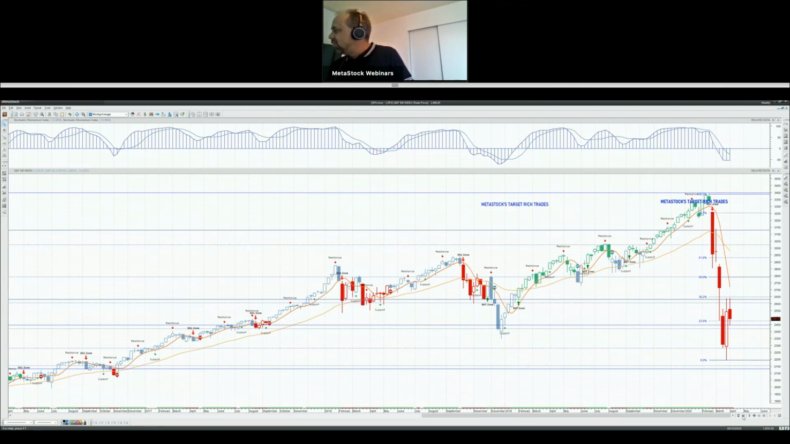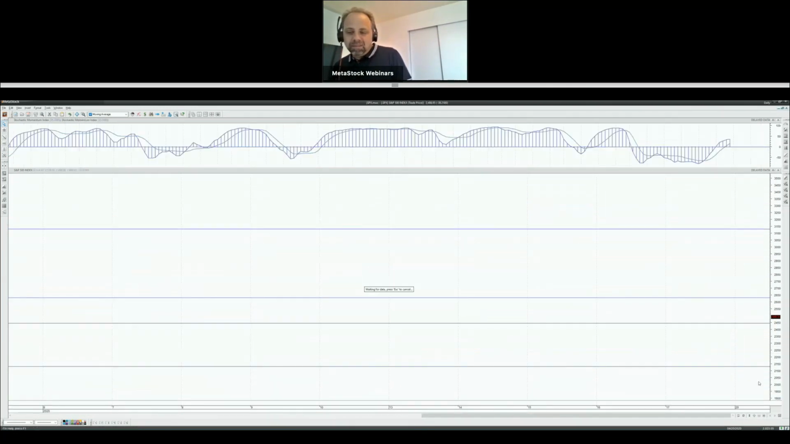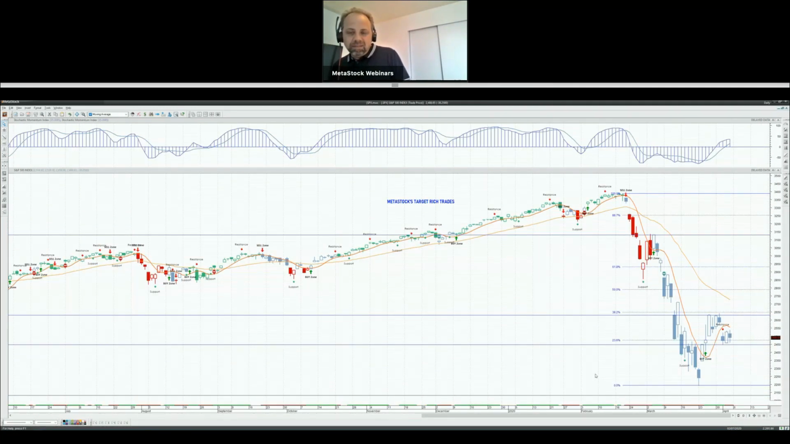The next thing you could do is say, hey, I'm going to watch the VIX and see when it drops to 35 or below. Once it gets to 35, things will start stabilizing a little bit more.